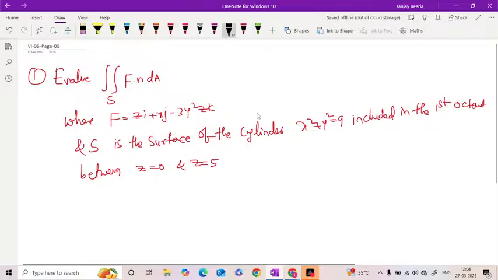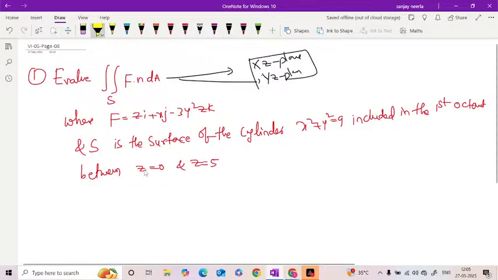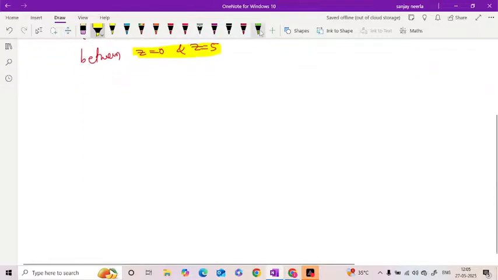So here this dA you can take either the xz plane or the yz plane, because here the z values are given, z is equal to 0 to 5. So that's why I am taking either the xz plane or the yz plane, but anyway we will try both. So first of all I am trying the xz plane.